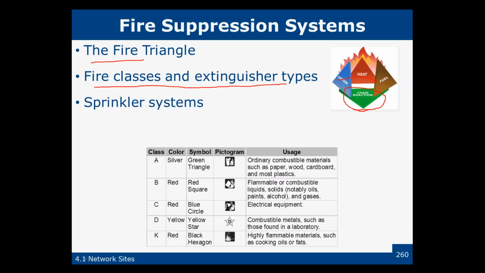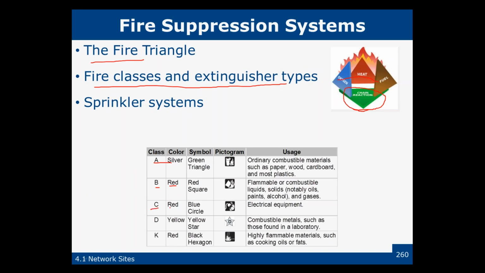A is ordinary combustibles, paper, wood, and it's going to be white smoke. The symbol is a green triangle. B, Class Bravo fire. The color of the extinguisher is red, and the symbol is a red square. It's flammable liquids, oils, paints, alcohol, those sorts of things, and it's going to be black smoke.